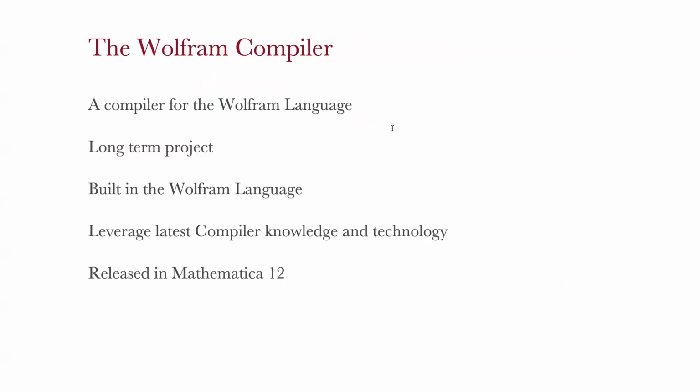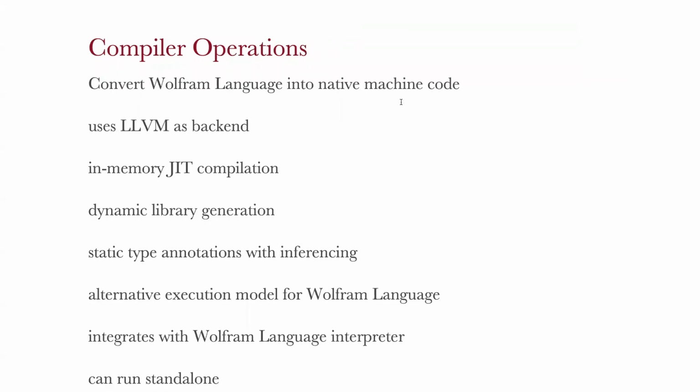Great. Okay. So today I was going to give another talk looking at some ideas of high performance computing with the Wolfram compiler. Just a quick refresh, the compiler is a compiler for the Wolfram language. It's a long-term project that's been going for some time, and it's entirely built in the Wolfram language. And the fundamental thing it does is convert Wolfram language code into native machine code that's very close to the hardware, the metal, the CPU instructions.